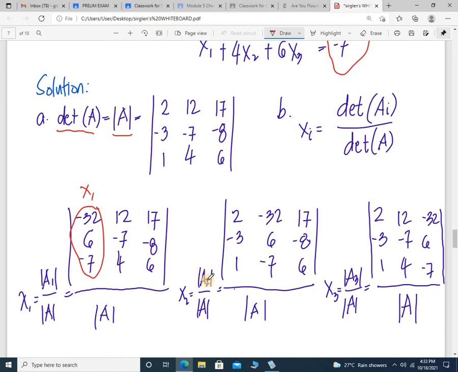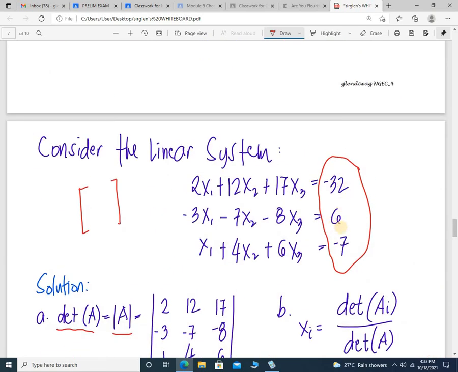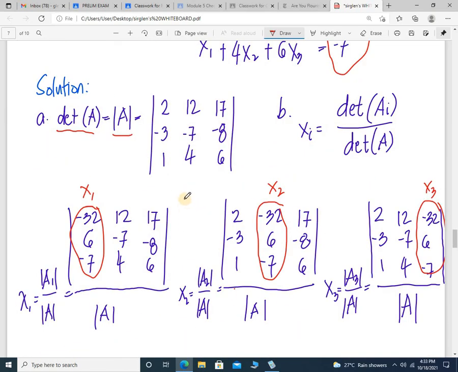For the determinant of A sub 2, that means you change the coefficients of x sub 2 into these values, and for the determinant of A sub 3, you also change the coefficients of x sub 3 into the values of the right side of the linear system. So that's the perspective. Let's start with solving this example.